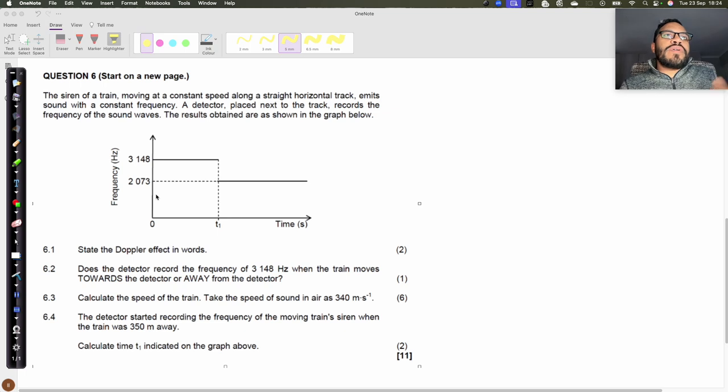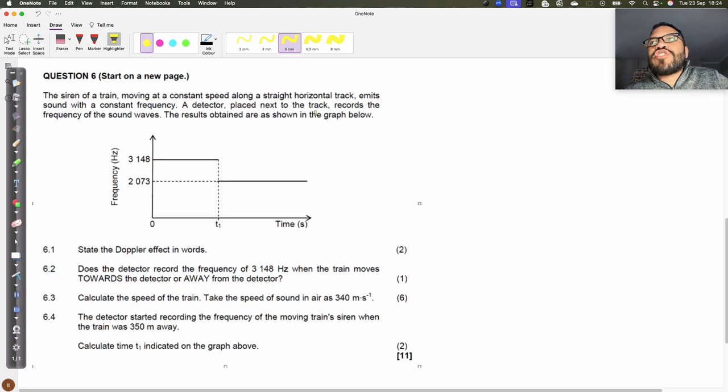Okay, so the question reads: the siren of a train moving at constant speed along a straight horizontal track emits sound with a constant frequency. A detector placed next to the track records this frequency of the sound waves. The results obtained are shown in the graph below. Okay, so there they show you some frequency over there where it's higher and there it's lower, right?